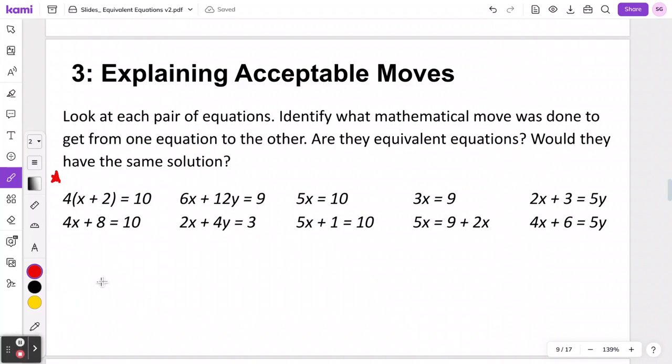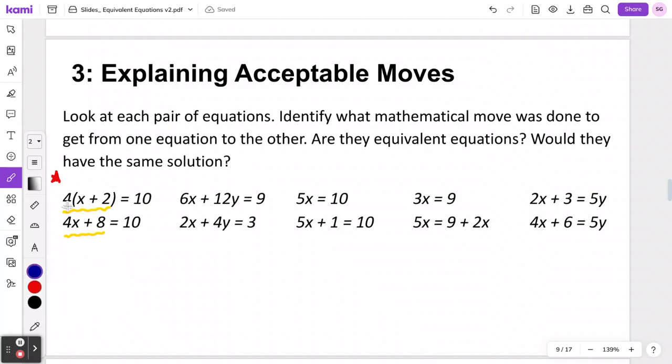For this first pair of equations, if I'm trying to identify what mathematical move was done, I'm really going to focus on what changed in the equation and what stayed the same. So for example, the 10 did not change. The location of the equal sign did not change. The only part that changed was over here. That 4 and then the parentheses x plus 2 changed to 4x plus 8. And so that's where I'm going to focus trying to figure out what they did.